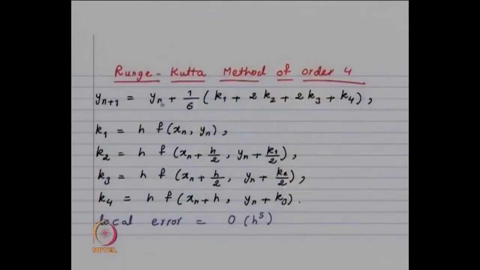So, that is y_{n+1} is equal to y_n plus 1 by 6 times k1 plus 2 k2 plus 2 k3 plus k4. What is k1? k1 as before is h times f of (x_n, y_n). k2 is h times f of (x_n plus h by 2, y_n plus the increment for y_n, which is k1 by 2). k3 will be h times f of (x_n plus h by 2 as before, y_n plus k2 divided by 2), and k4 is equal to h times f of (x_n plus h, y_n plus k3). k3 you have found here. It can be proved that the local error is of the order of h raised to 5.